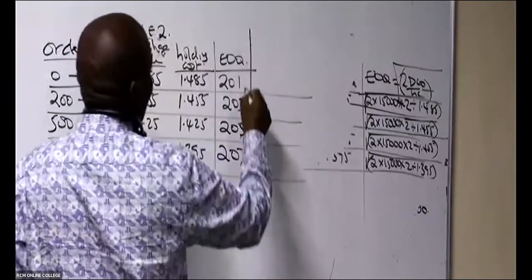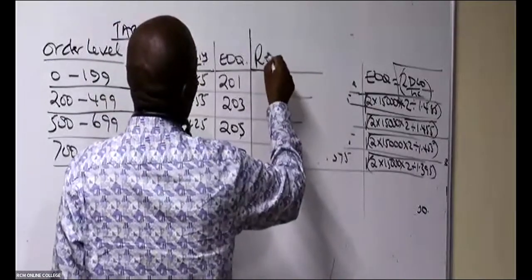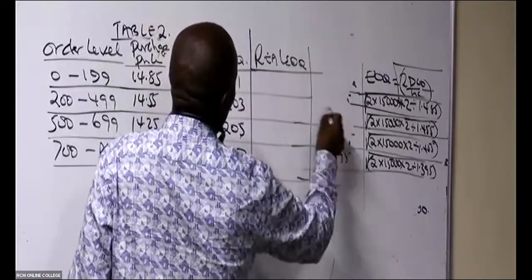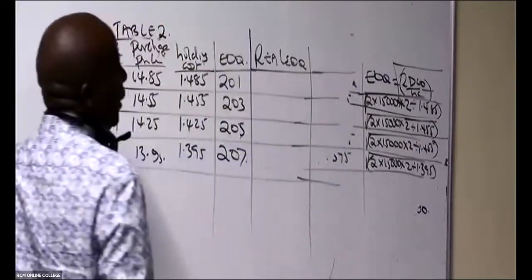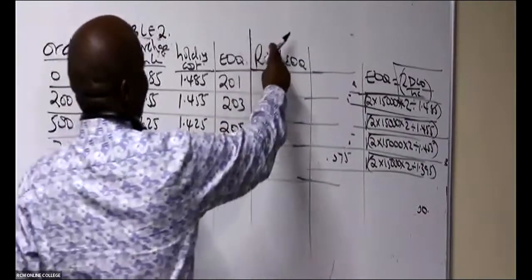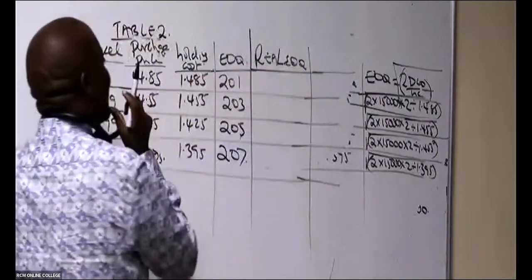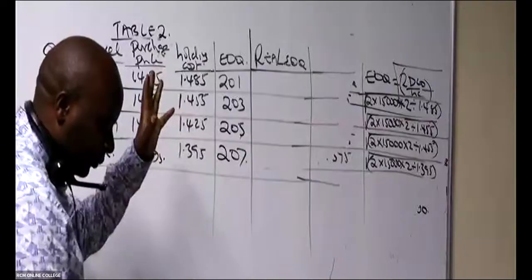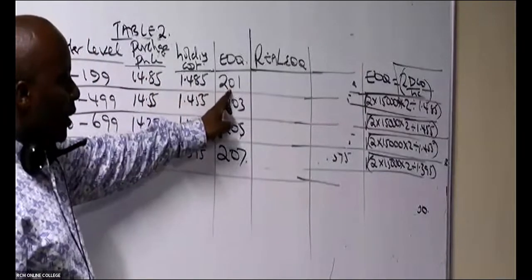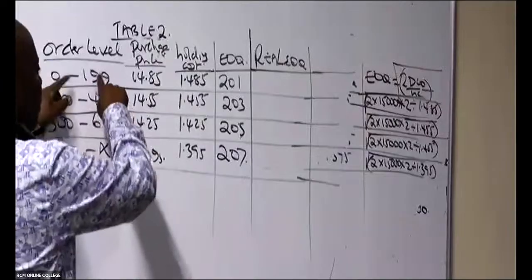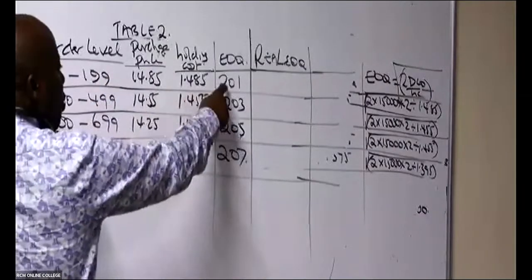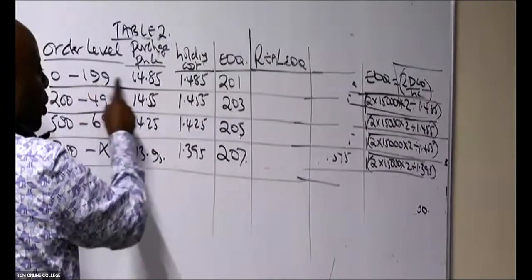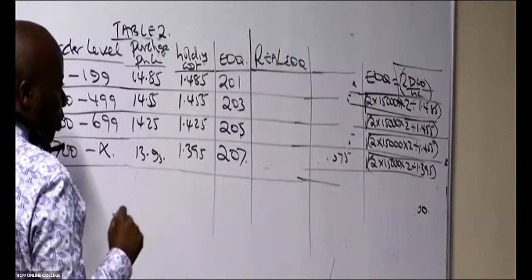Then create a column here for the real EOQ, the real economic order quantity. There are 3 conditions. If the EOQ calculated falls outside the range, if this EOQ computed is more than the upper limit, what should we do? Somebody who is able to remember those 3 conditions?